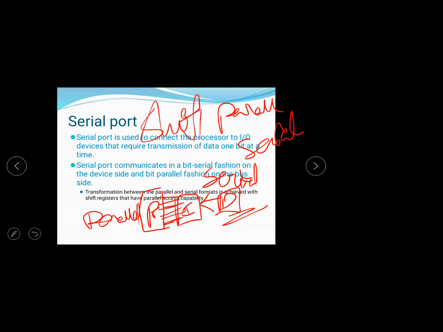You have to use a shift register and that will be available in the interface only. Okay, it is included in the interface circuits, which converts the serial data into parallel data. Then, from the interface to the processor, the data is transmitted very quickly depending on the parallel transmission.